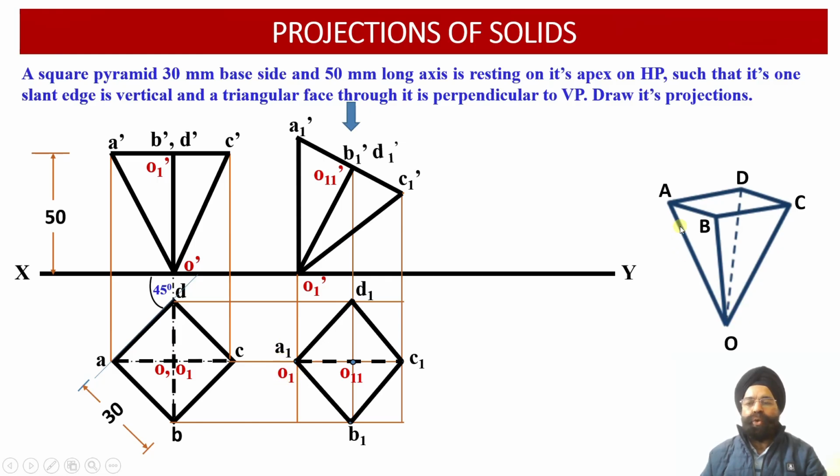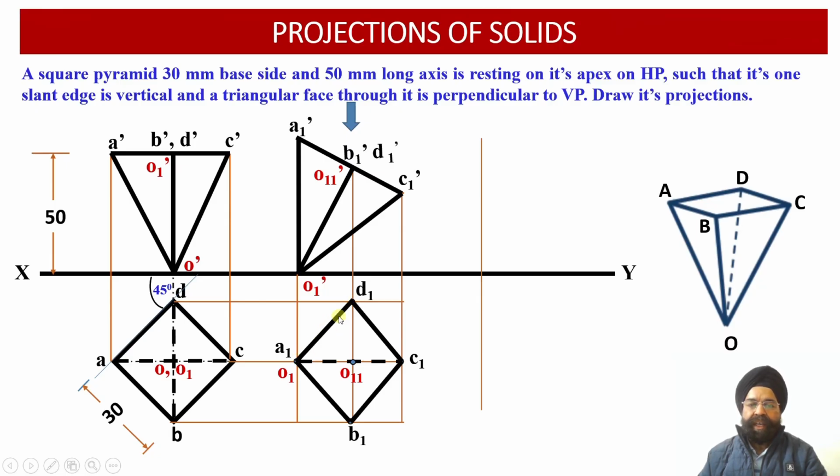There are two triangular surfaces which are containing this perpendicular or vertical slant edge. The first one is OAD triangular face and the other triangular face is OAB. Now we are going to focus upon the triangular face OAD. This is O, this is A, and this is D. This is one triangular face that we are going to talk about.